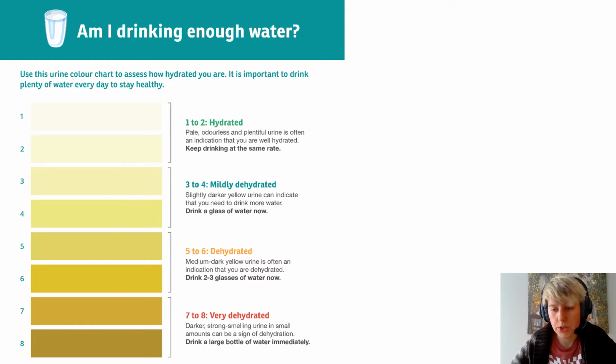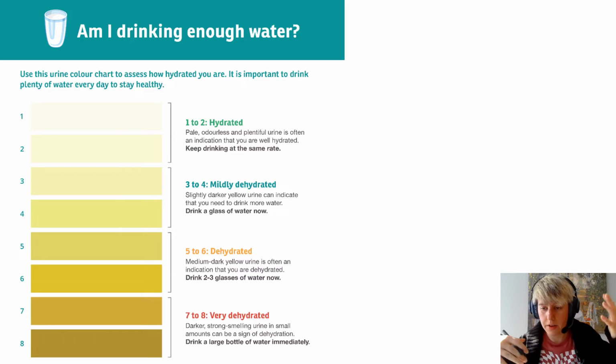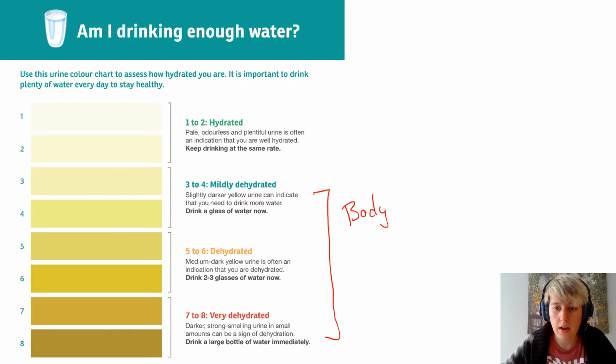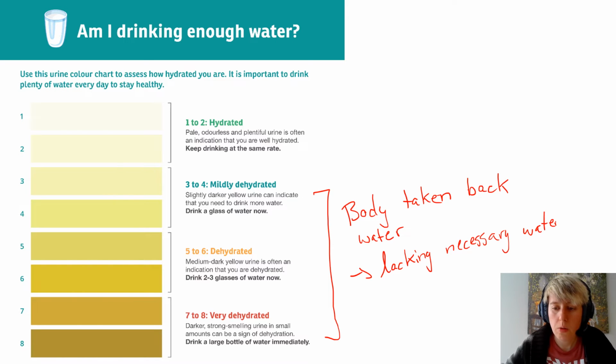So we have lots of medical charts. You can look at what color your urine is based on how much water you've consumed. So if it's a pale yellow, then you're hydrated, which is great. But if it gets darker and darker, that means that the body has taken back water. And it also means that you are lacking necessary water. So just interesting information to note.